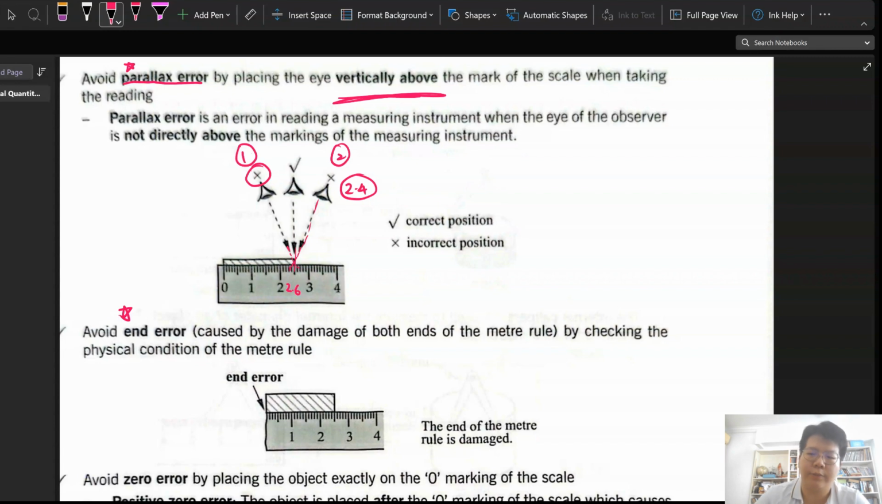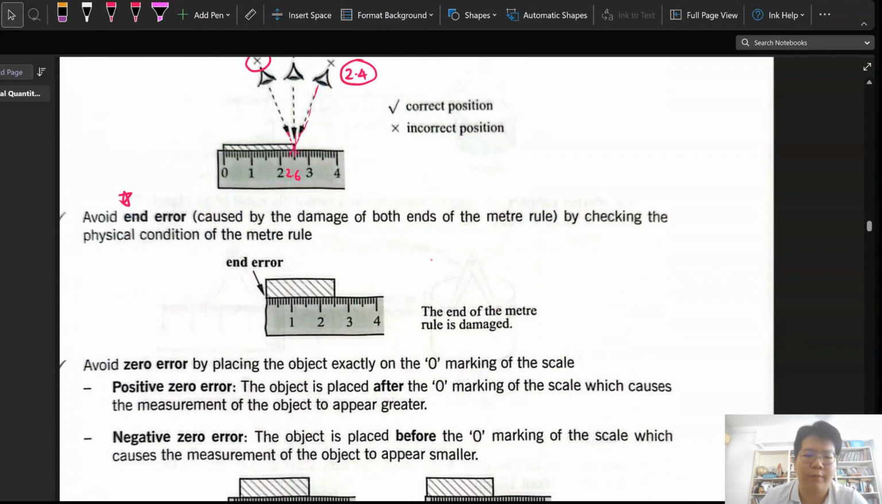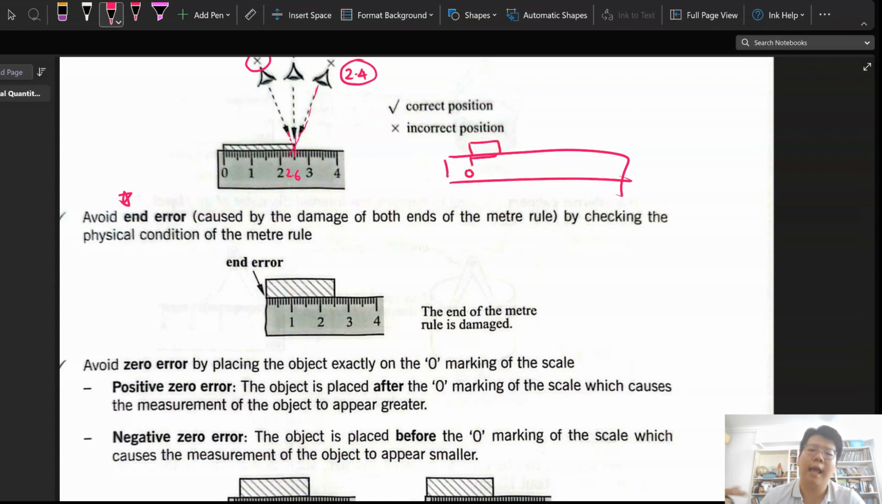Another error in this situation is when you start with a, okay, so your rulers usually will look something like this. You start with a 0, you place the object over here. This error is when your ruler is broken, so you have no idea where you're actually starting. So this error is actually not that common.